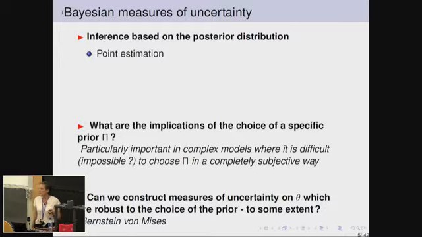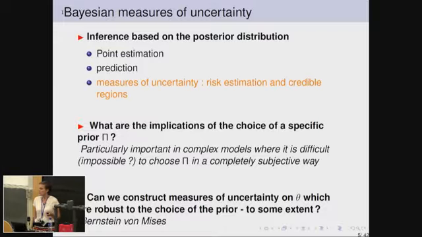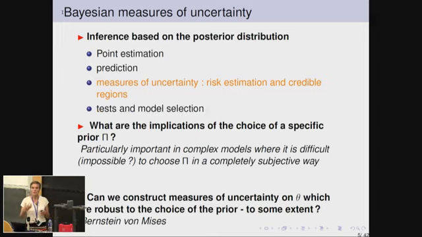And so what can you do? Well, you can do point estimation, of course. You can do prediction as well, all from the posterior distribution. And you can also have natural measures of uncertainty, which are either risk estimation or credible regions. That's the focus of the talk here: how do we understand the behavior of credible regions. You can also do tests and model selection, and although there is a flavor of that in this talk, it's not going to be the focus.